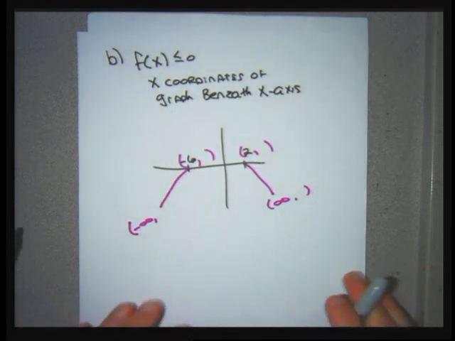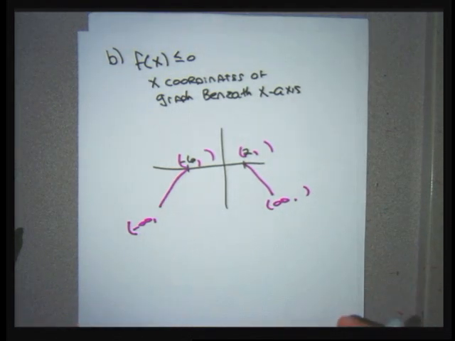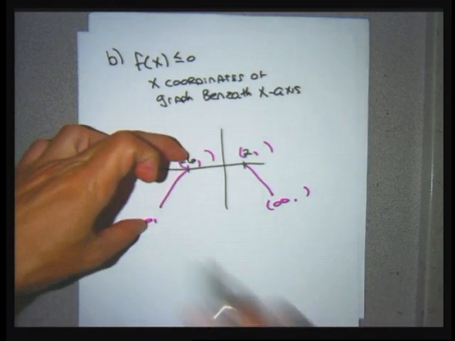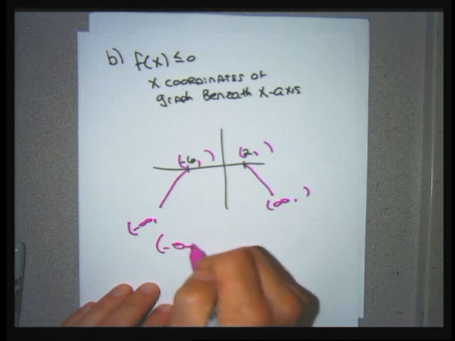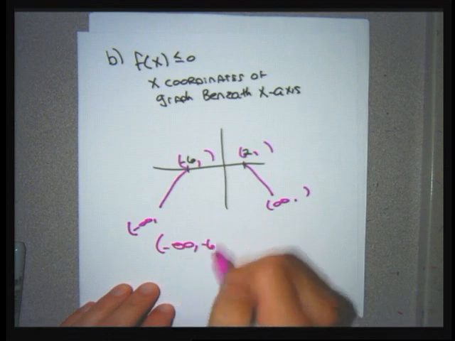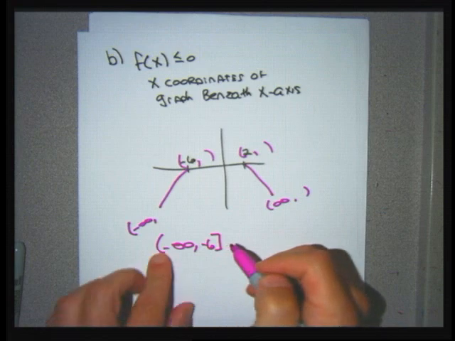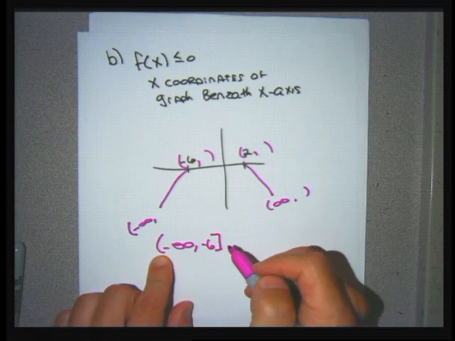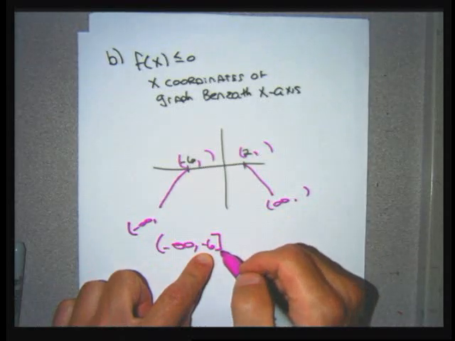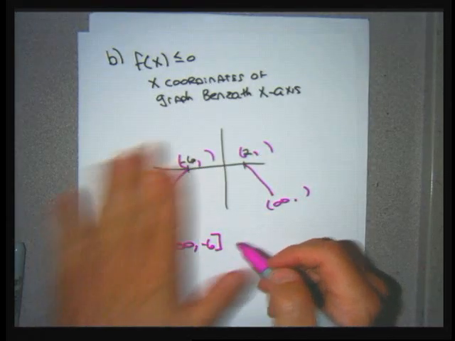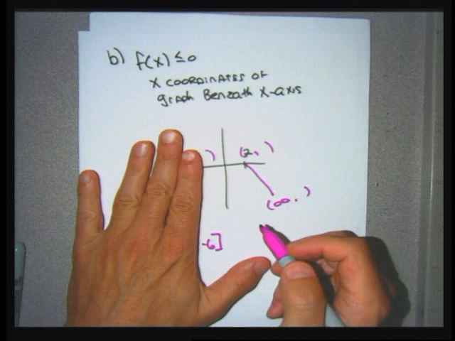So somehow I want to write the x coordinates of the regions where the graph is below the x-axis. In this region, that's between negative infinity for the x and negative 6 for the x. The graph is below the x-axis. I put a round bracket on infinities always. Because of the or equal to, I put a square bracket on the negative 6. And so this is the one region where the graph is below the x-axis.